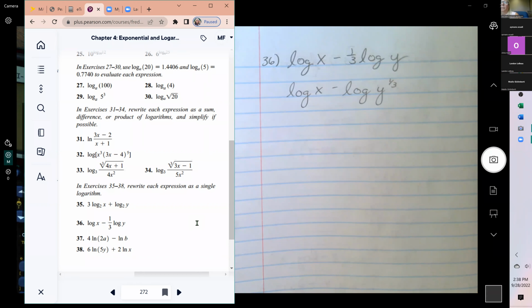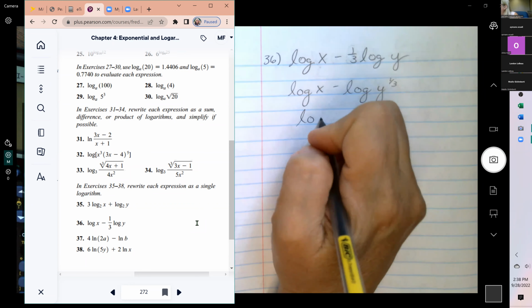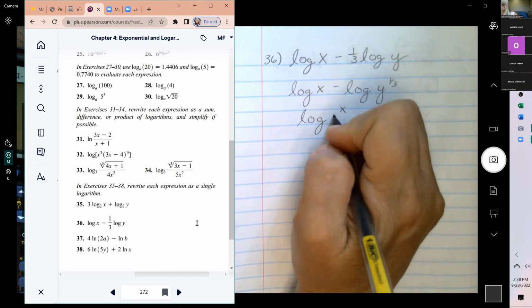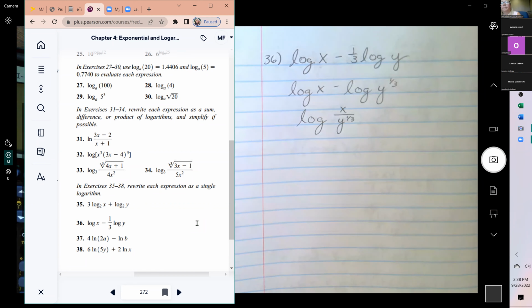So first you move the 1/3 up to an exponent. And then this is a subtraction, so it becomes a division. The one that is negative goes on the bottom. Any questions on that?